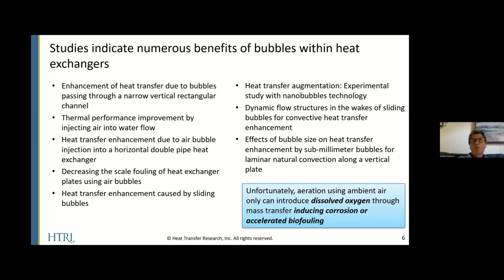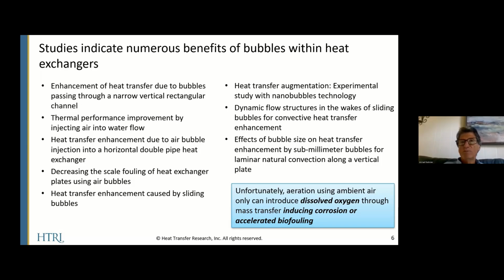The problem has always been, though, that when you introduce a bubble comprised of either air or oxygen, you have the potential of causing increased corrosion or of forming a biofoul within the heat exchanger. Also, when you use bubbles of significant size, you always have a concern of impacting the water flow within the heat exchanger and the piping system. So therefore, you have to be cautious in how these air bubbles are presented.